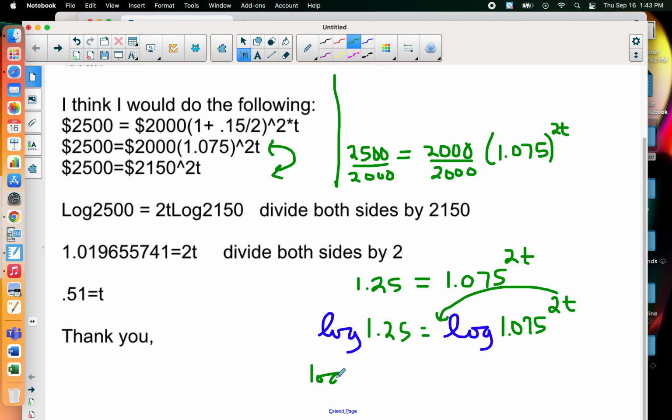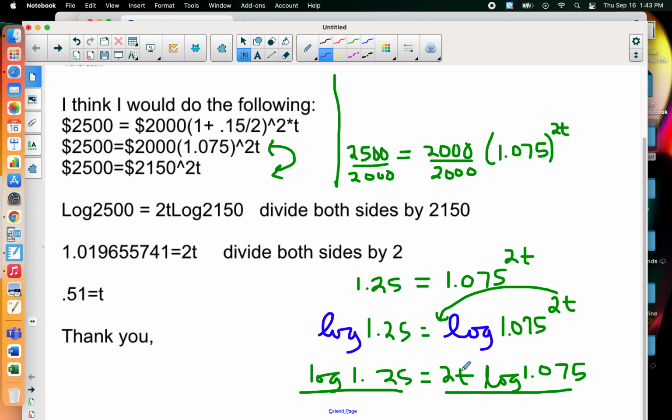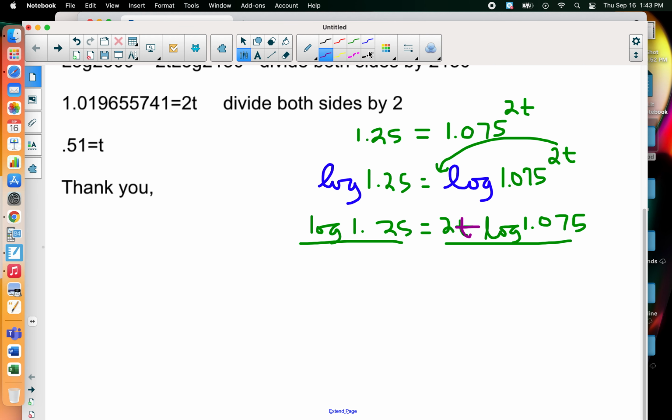So we have the log of 1.25 is equal to, well, let me put it out in front. It'll be 2t times the log of 1.075. So bring that 2t out to the front. Then we're going to divide by, you guessed it, everything but this t. We're going to leave this t exactly where it is, and we're going to divide by all the other green stuff.